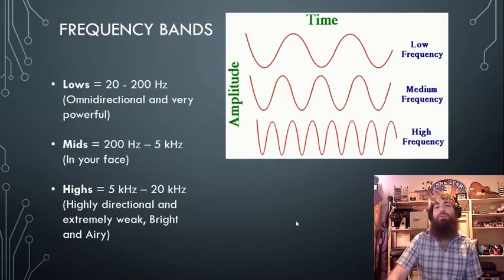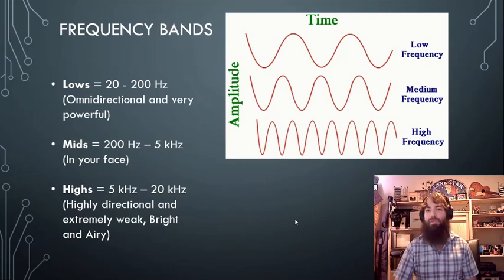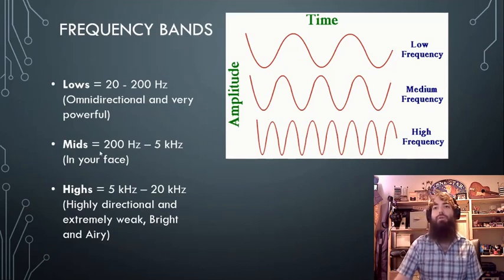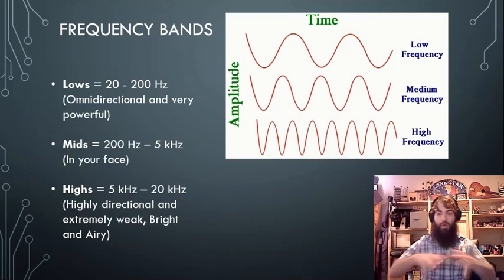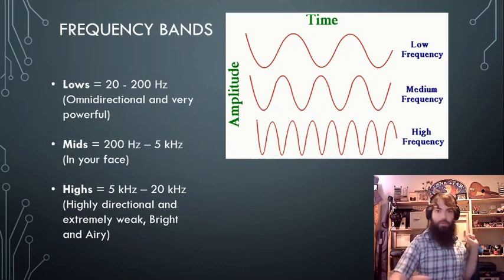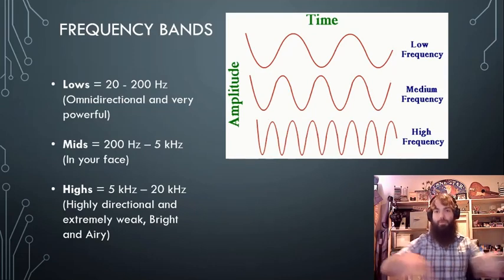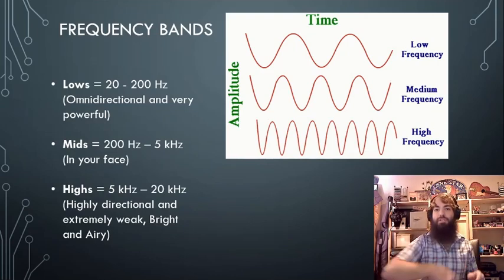A lot of times, you're going to see frequency separated into what they call frequency bands. Lows, mids, and highs is the most popular way you're going to see that. A lot of times you'll see it broken out even further, into low mids and high mids. But for our example today, lows are usually anywhere from 20 to 200 hertz. They're usually omnidirectional and very powerful, meaning that if a wave is cycling at such a low frequency, it's going to propagate in 360 degrees. It's going to leave the source, like a subwoofer, in 360 degrees, nice low end. Mids start at about 200 hertz to 5 kilohertz.